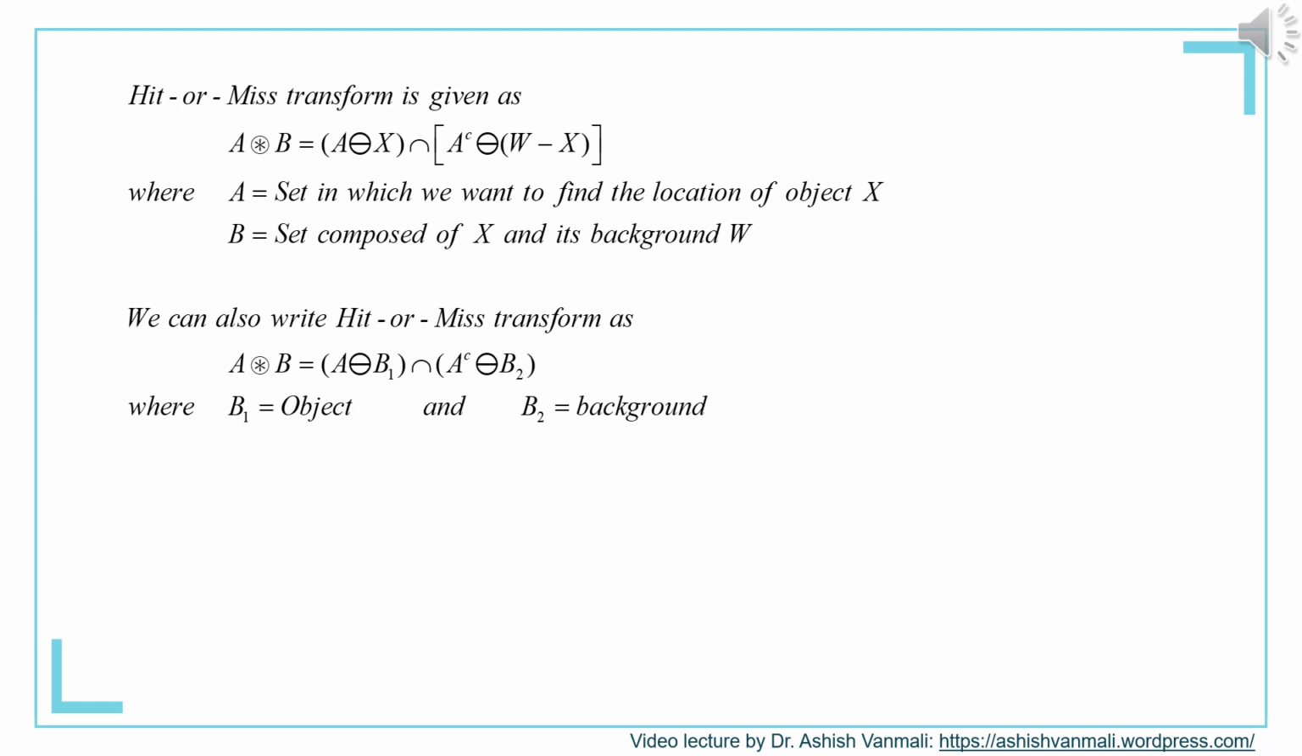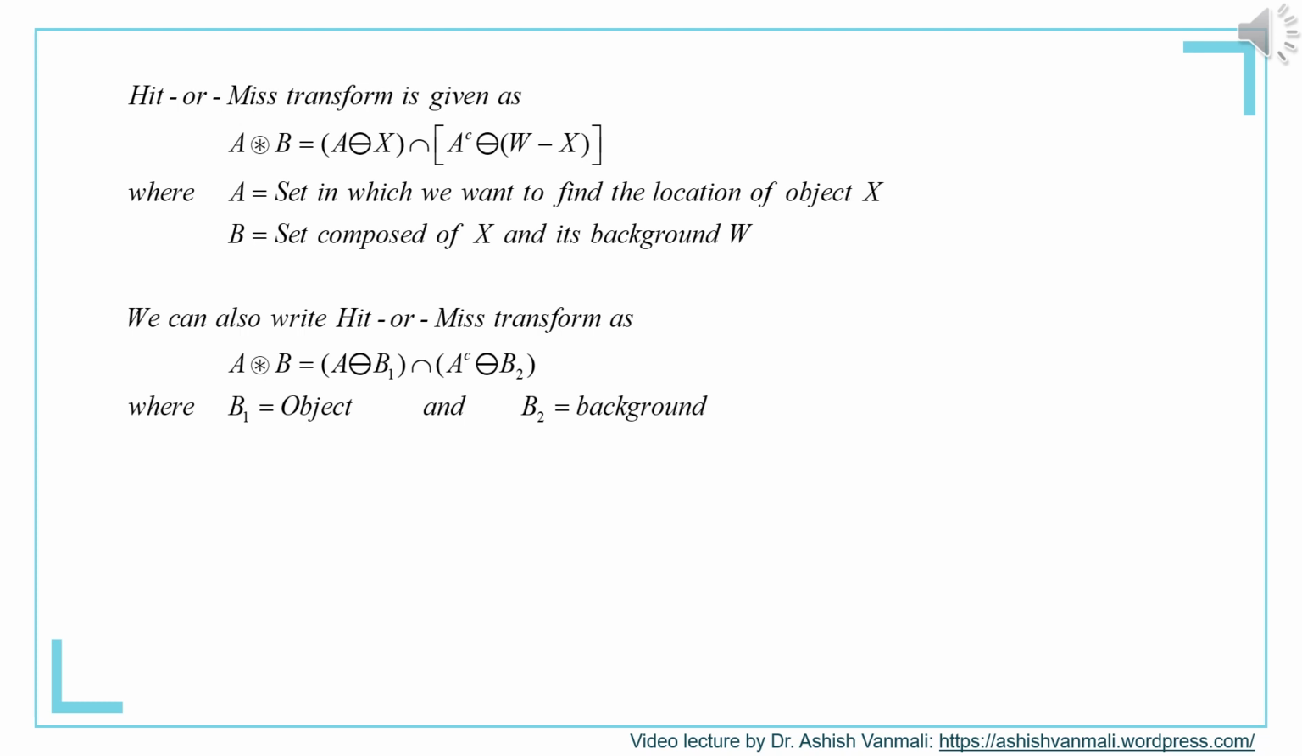Again, we can define the hit or miss transform in terms of either X and W, or in terms of B1 and B2. When we define it in terms of X and W, the hit or miss transform with B is equal to A erode X intersection with A complement erode with W minus X, where X is the object that we are looking for and W is the background. Whereas when we use the definition using B1 and B2, the hit or miss transform is defined as A erode B1 intersection with A complement erode B2.